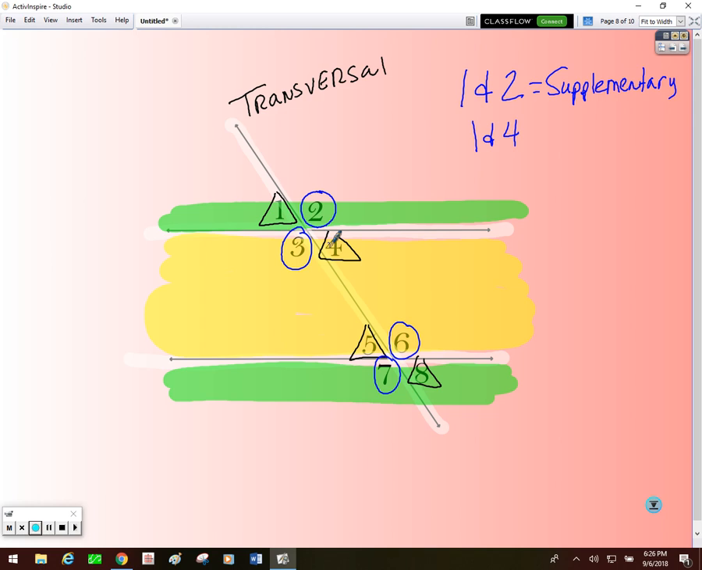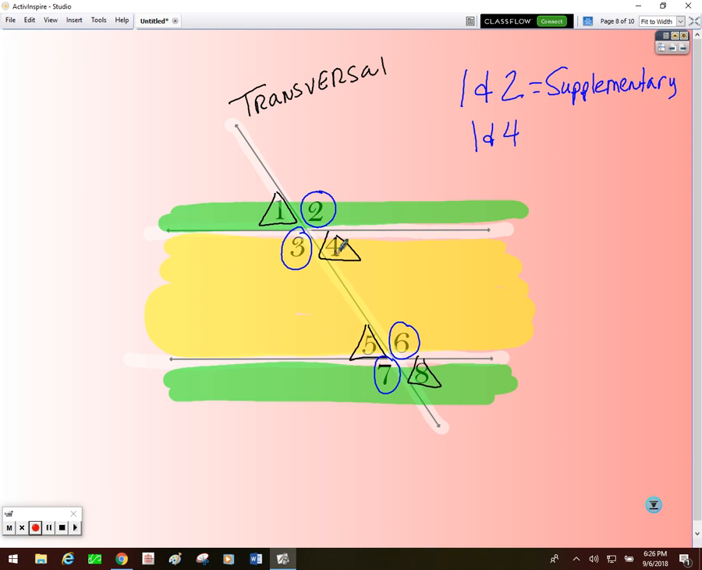Okay, so could it be alternate interior? Well, the 4 is on the inside, but the 1 is on the outside, so that eliminates alternate interior. Could it be alternate exterior? Because 1 is on the outside, but 4 is on the inside, so it can't be alternate exterior. So we're down to supplementary or vertical.